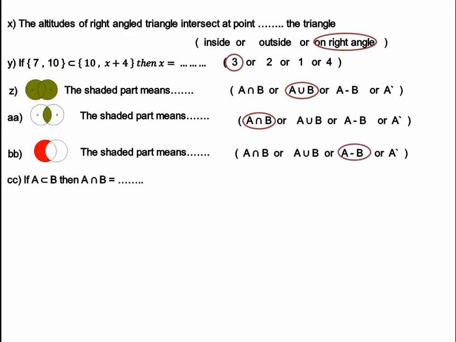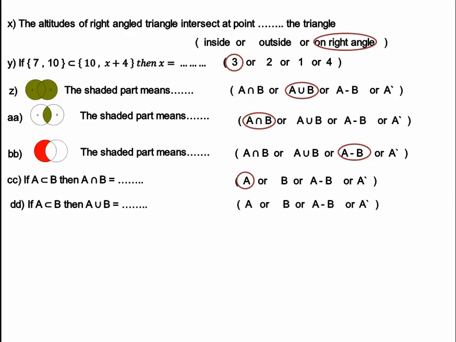If A is a subset of B, then A intersect B, we know that subset means A is inside B, and A is the smallest set and B is the greatest set. So the intersection gives me the smallest and the union gives me the greatest. So A intersect B will be A. If A is a subset of B, then A union B gives me B.